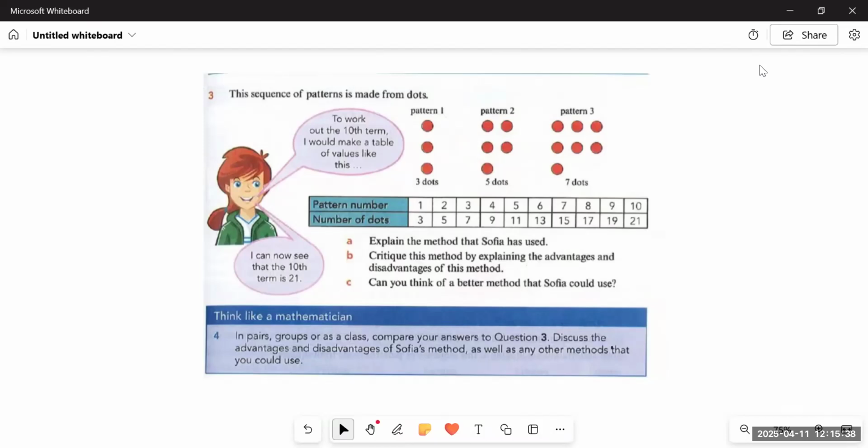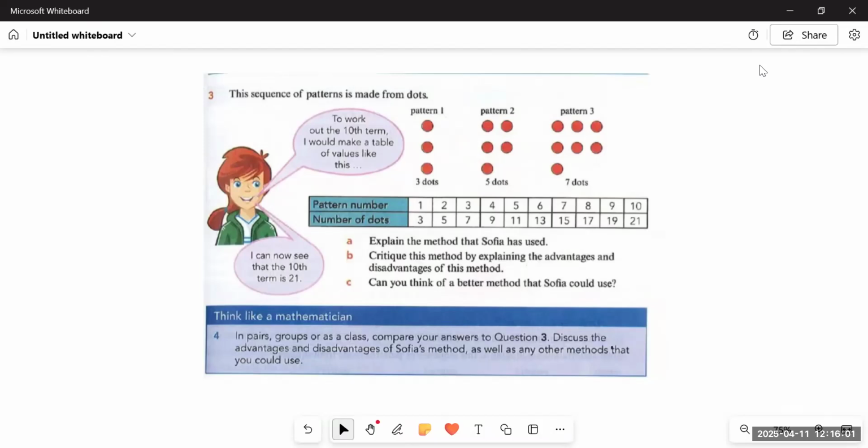So what do we have to find? We have to write down how Sophia found the number of dots in the 10th term. So Sophia has basically added 2 dots to each pattern to get the next pattern. She counts the number of dots in each pattern and records the numbers in the table. That's all.